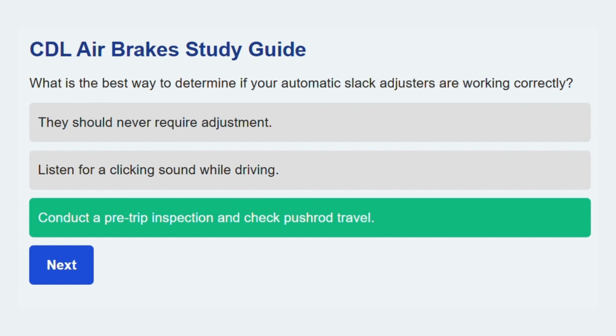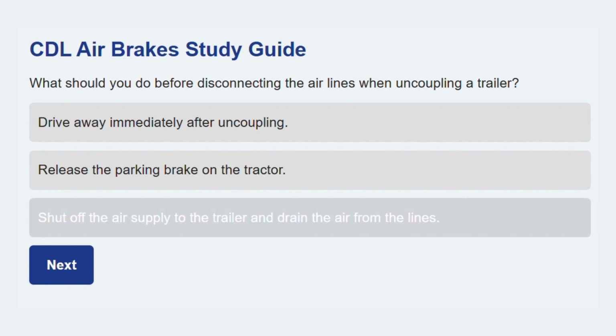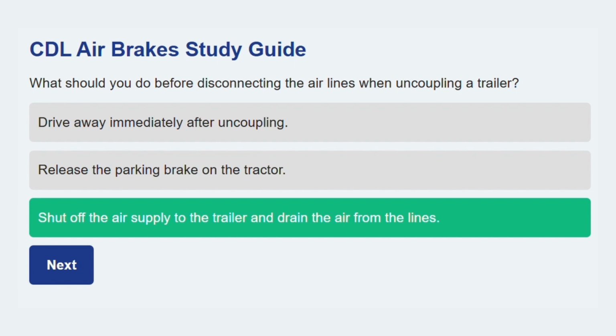Next on our list, what should you do before disconnecting the air lines when uncoupling a trailer? Shut off the air supply to the trailer and drain the air from the lines. This prevents uncontrolled air release and ensures safety during uncoupling.